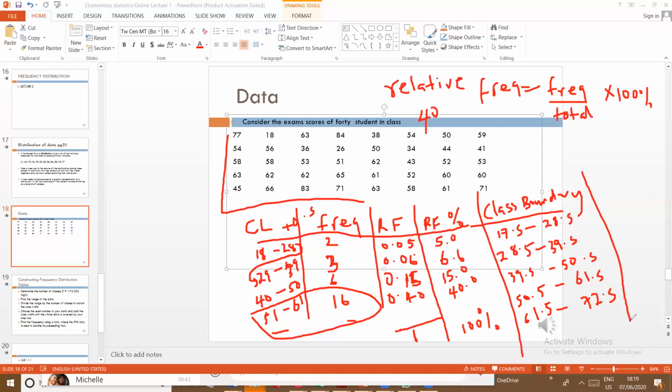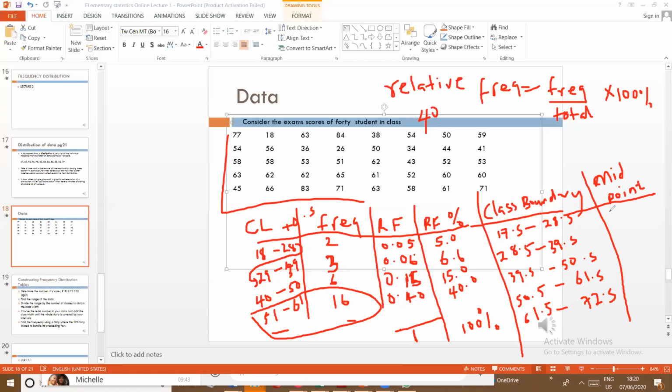I think it's left with the very last thing, which is the class midpoint. Now the midpoint is just halfway between the class limits themselves, or halfway between the class boundaries. So the midpoint just means the middle point, okay?